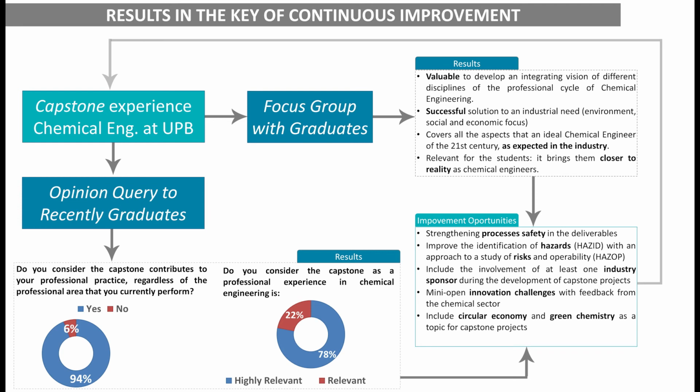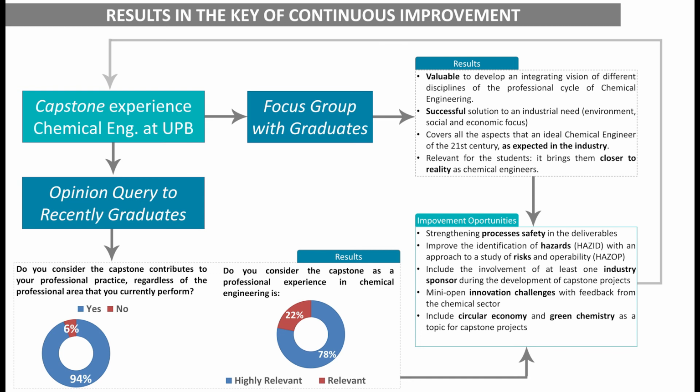The focus group also made it possible to identify improvement opportunities for the Capstone project with the integration of the design and process control courses. The experts suggest strengthening aspects such as the safety of the process and the deliverables, and incorporating methodologies for the identification of hazards, and an approach to a study of risk and operability.